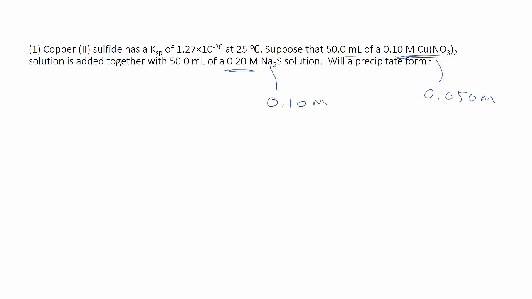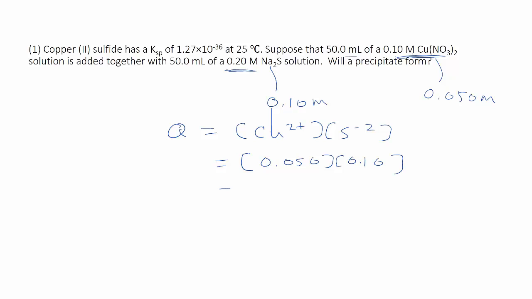0.050 molar. And so what we have now is the ability to find Q. Q will equal the concentration of copper ion times the concentration of sulfide ion. And Q here is going to equal 0.050 times 0.10. Q is going to work out to be 5.0 times 10 to the minus 3.